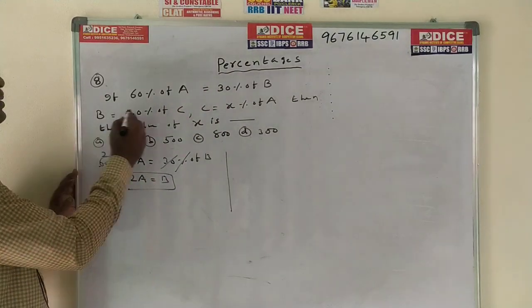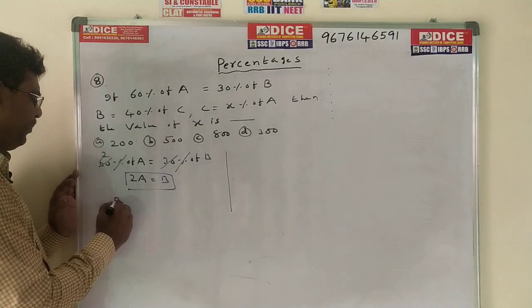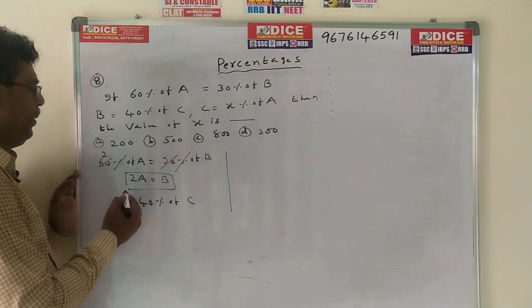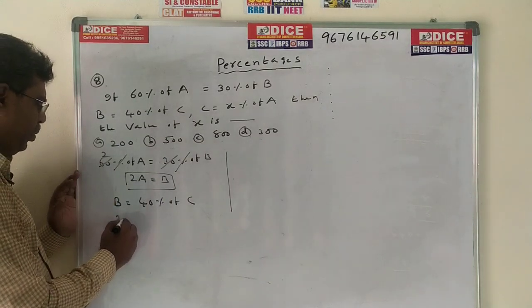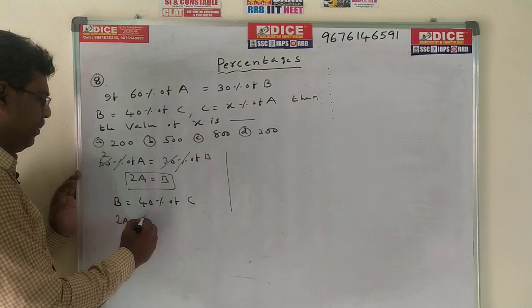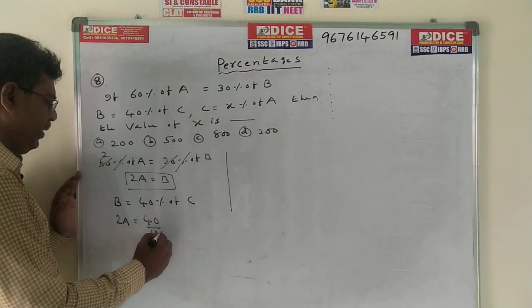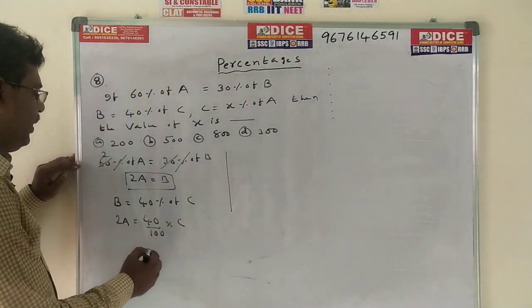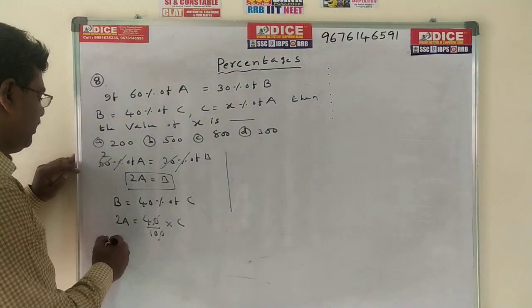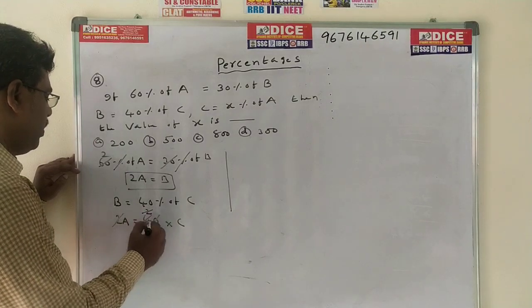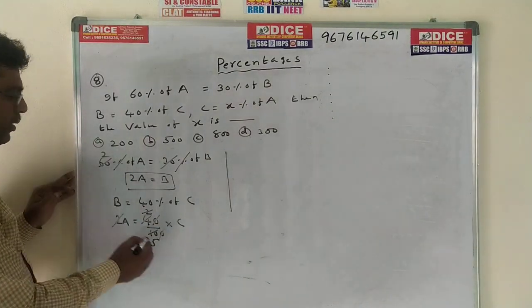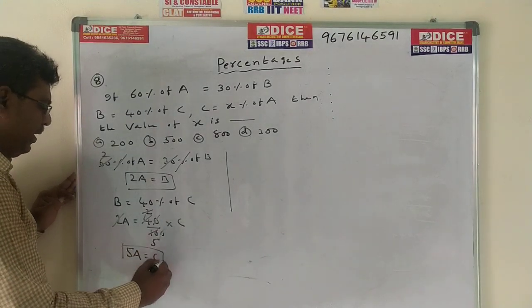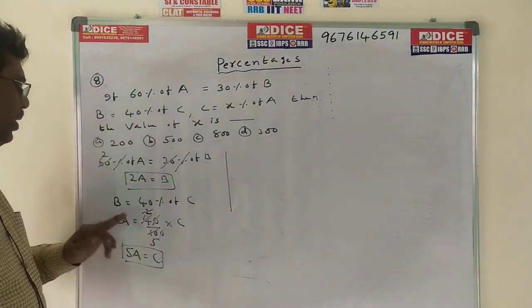Now come to the second expression, that is B is equal to 40% of C. B means you can take it as 2A. 2A is equal to 40% means 40 by 100 into C. So the zeros cancel. 2 ones are 2, 2 twos are 4, 2 fives are 10. So send 5 to this side, 5A is equal to C. Finally I have got 5A is equal to C from the second expression.